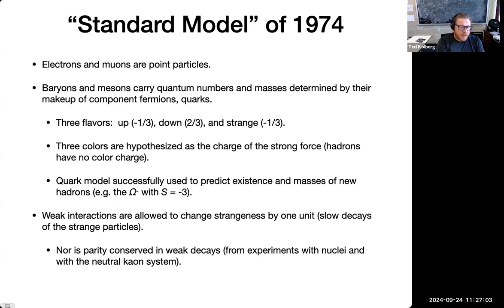And another topic which we'll come back to is the idea that the weak interaction also seems to be strange in terms of the way it treats the symmetry of nature called parity. By this time, people have evidence from experiments with nuclei and with the neutral kaon system that parity is not conserved in weak decays. But there's much more to say about studies of the weak interaction and of the electroweak theory, and that will follow in succeeding lectures. So I'll stop here for today.